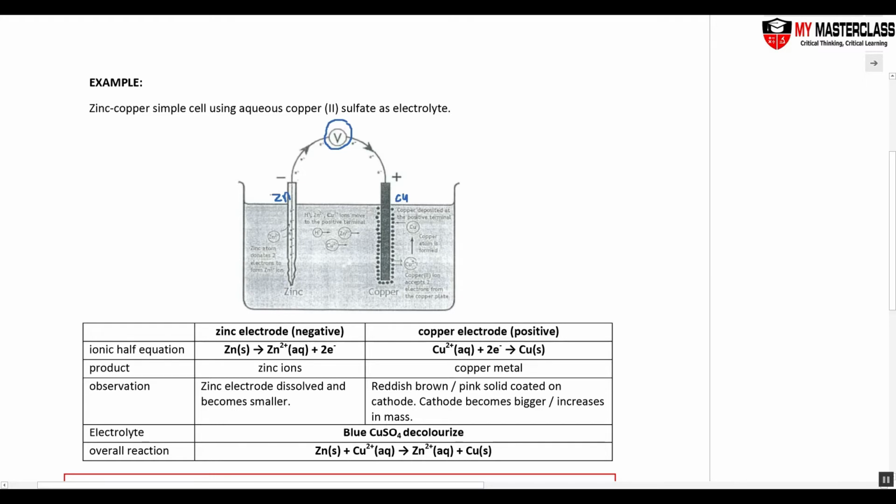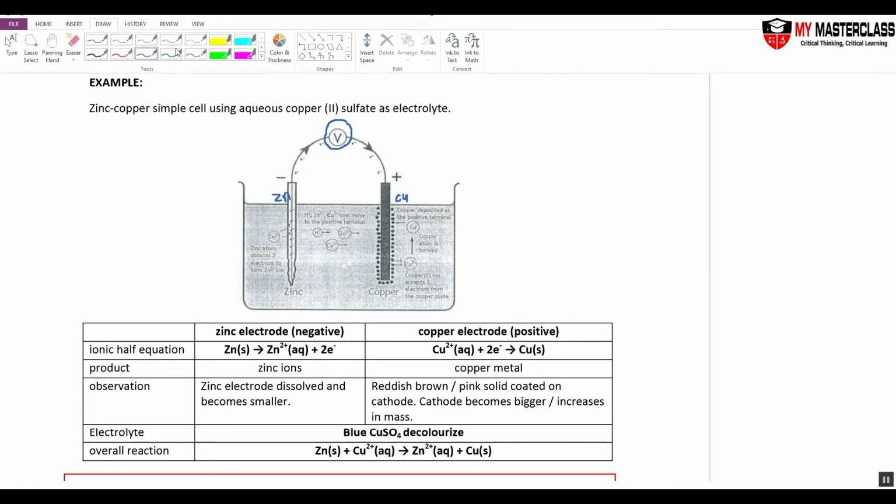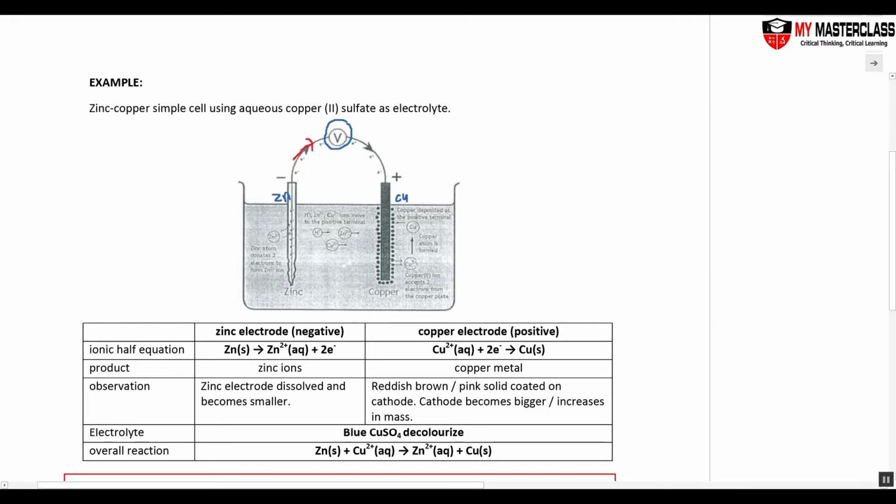The more reactive metal tends to lose electrons, so my electrons will flow this way. Electrons get attracted to the positive plate, right? Reduction is gain, and then red cat, so this is the cathode. The reverse side is the anode, and this is where oxidation occurs.